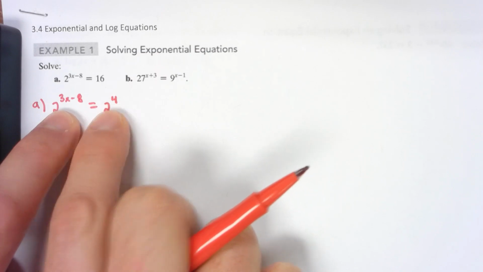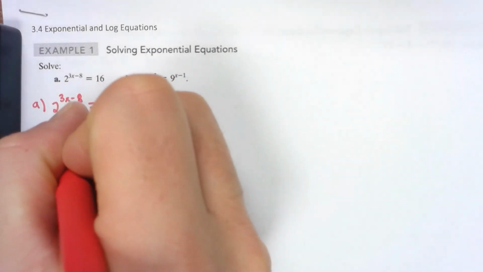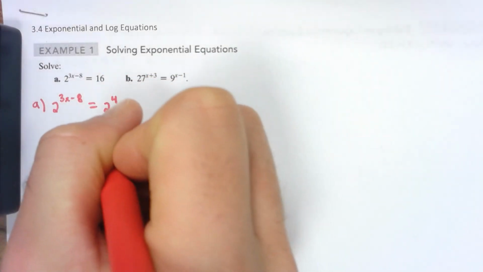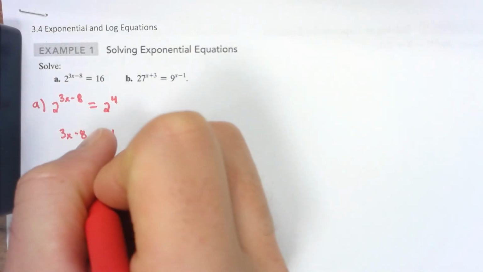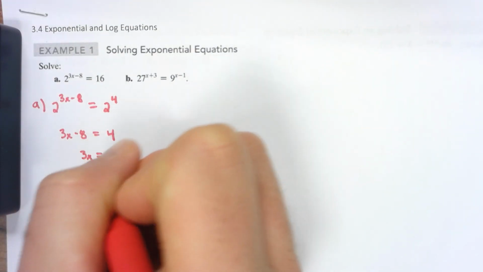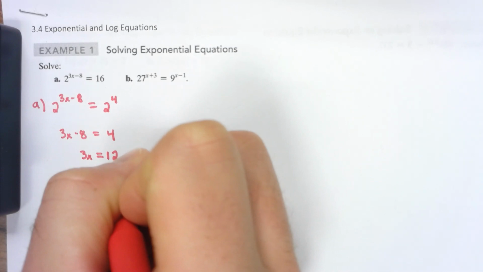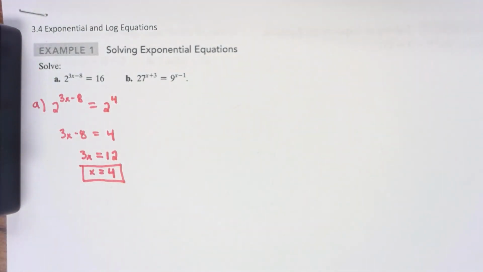So I'm going to set 3x minus 8 equal to 4, where I would add 8 to get 3x equals 12, divide by 3, and get that x is 4. Okay, so to me, that's an easy way where we don't have to bring in the log. The log is still kind of a confusing idea. Get the bases to be the same number, and then set the exponents equal to each other.